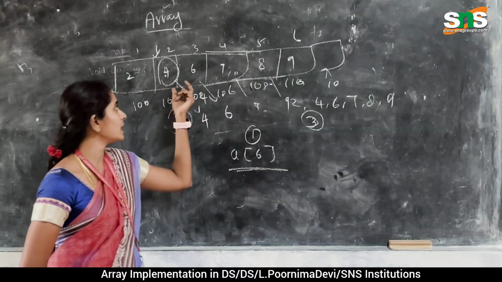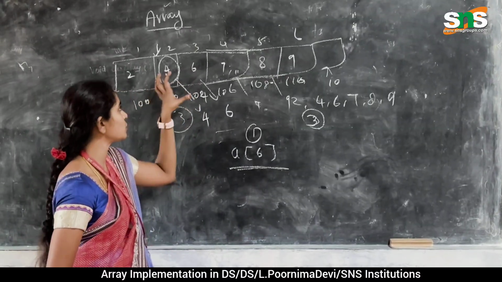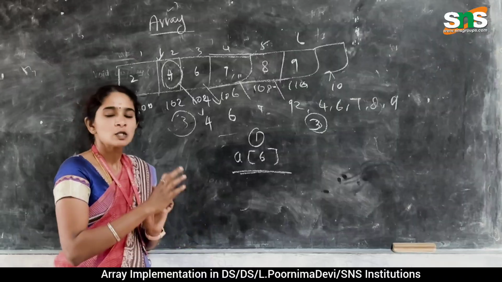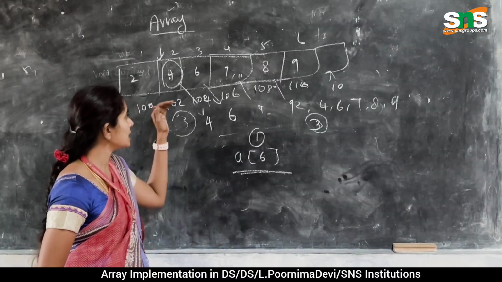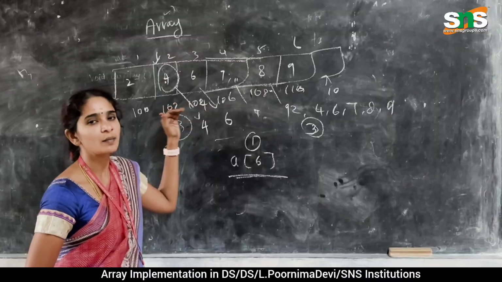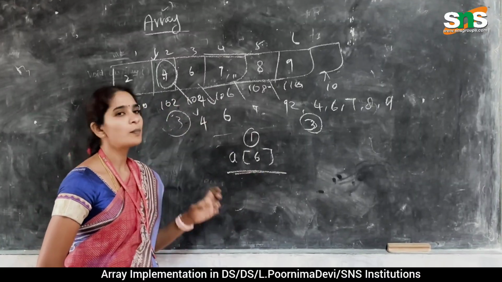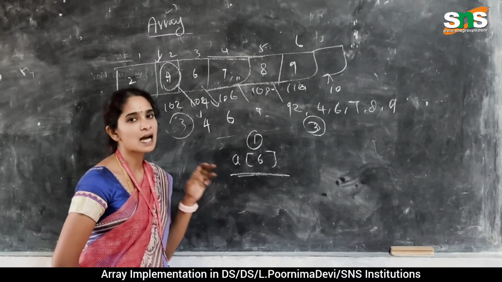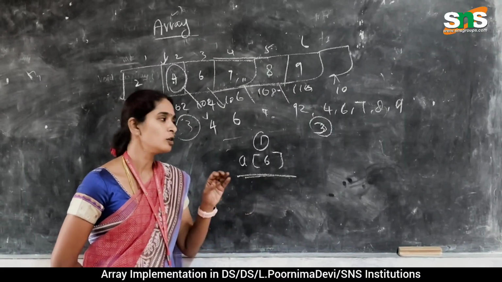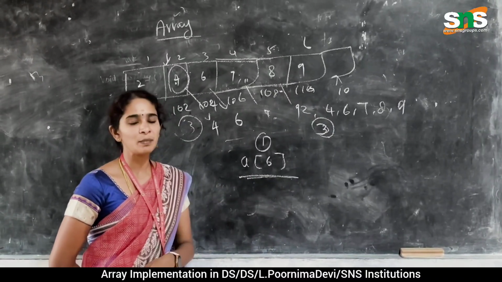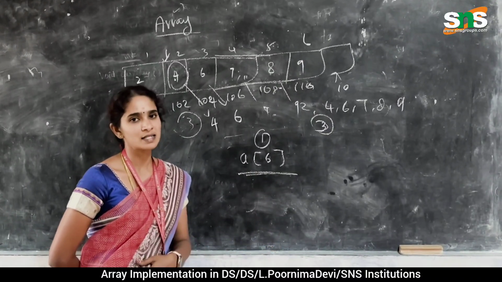If I want to delete the element 4, that creates an empty space. Since an array is a continuous memory allocation, the empty space arises in the middle. So these are all the problems that occur in array implementation. To avoid these problems, we go to the linked list implementation of the list. Thank you.